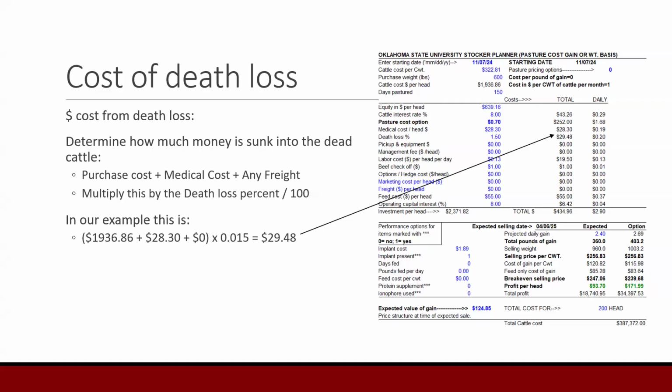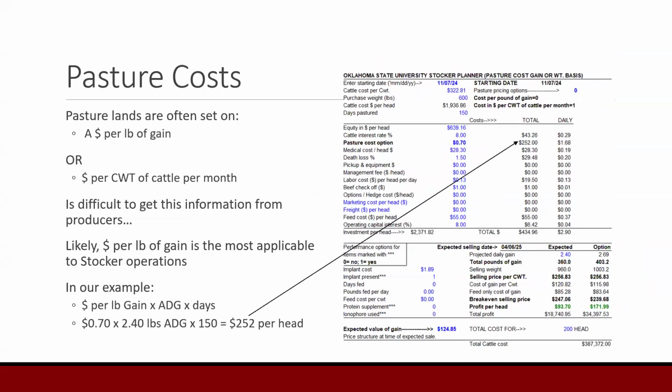Does that make sense? If I give you this equation, purchase cost plus medical cost plus any freight times the percent death loss, would you be able to calculate that? Okay. Land cost, pasture cost. We need to calculate dollar per pound of gain, which is 70 cents in our example, times average daily gain, times days. So in this example, it's $252 per head. Would you be able to calculate that? I hope so. Any questions so far?